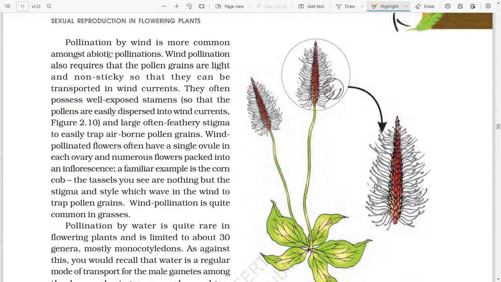Pollination by wind is more common amongst abiotic pollination. Wind pollination also requires that pollen grains be light and non-sticky so that they can be transported in wind currents. They often possess well-exposed stamens so that pollen is easily dispersed into the wind currents, and large, often feathery stigma to easily trap airborne pollen grains.